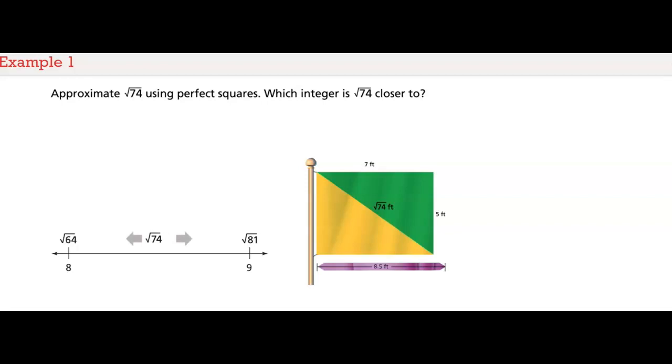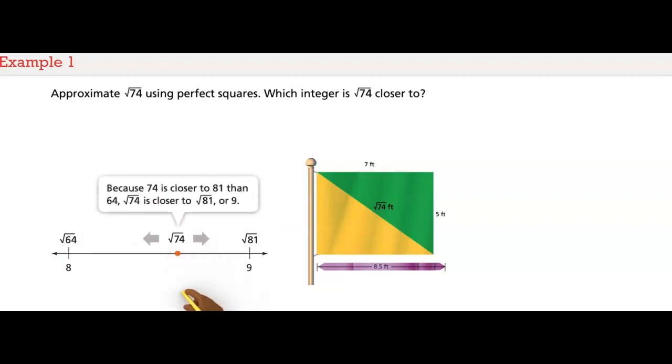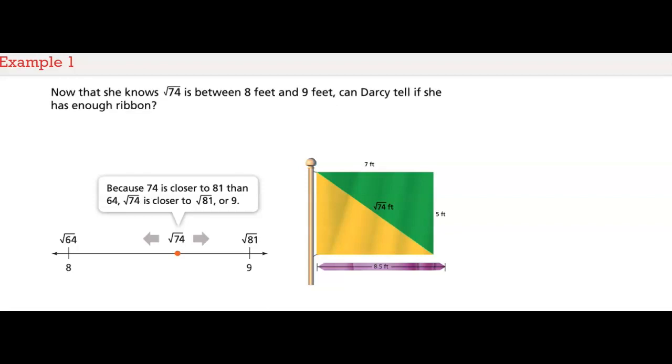Which integer is the square root of 74 closer to? Select your answer. Because 74 is closer to 81 than 64, the square root of 74 is closer to the square root of 81, or 9. We don't know exactly where, just that it's closer to 9 than 8. Now that she knows the square root of 74 is between 8 feet and 9 feet, can Darcy tell if she has enough ribbon?